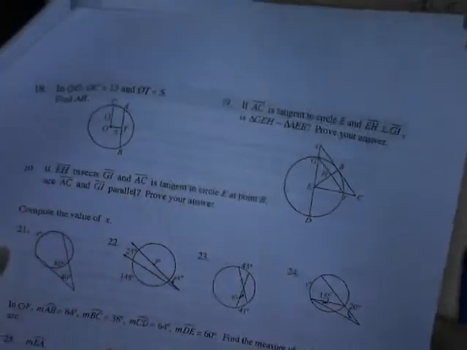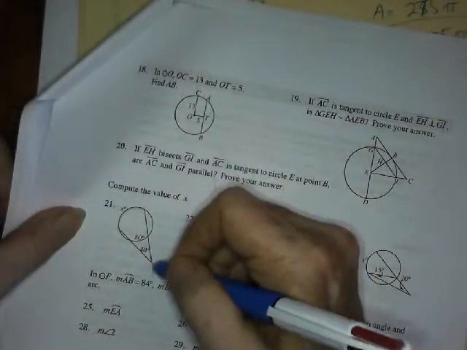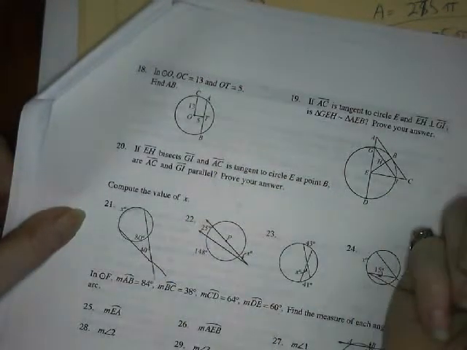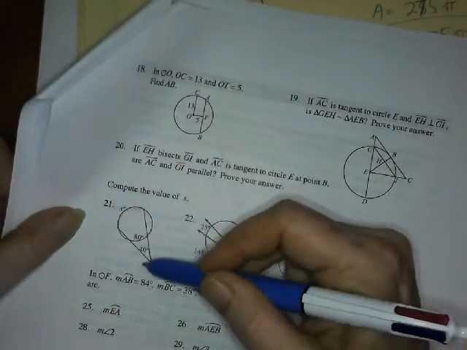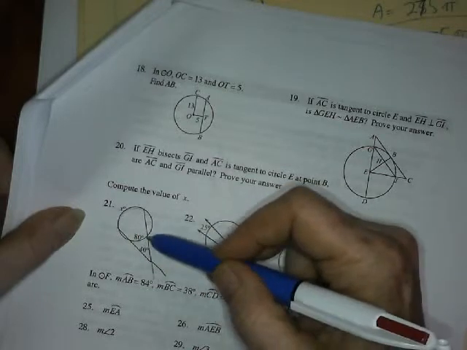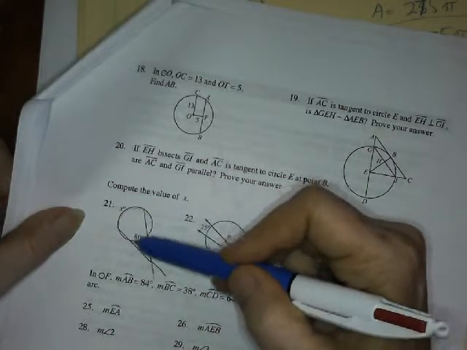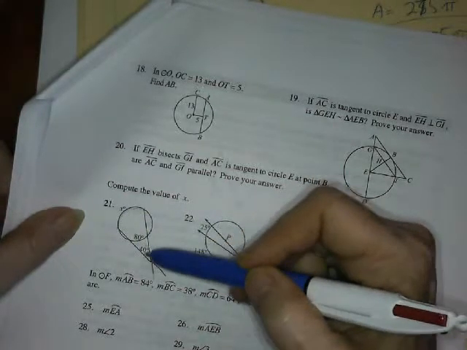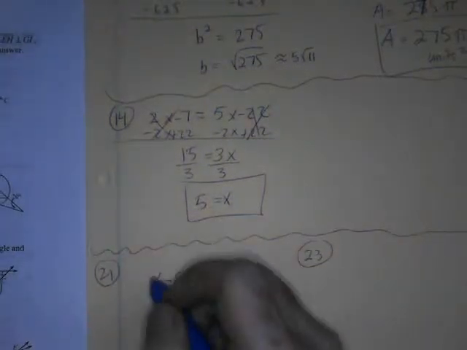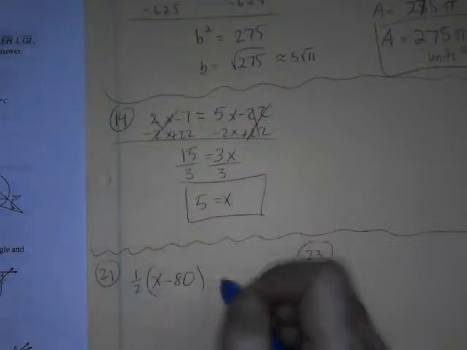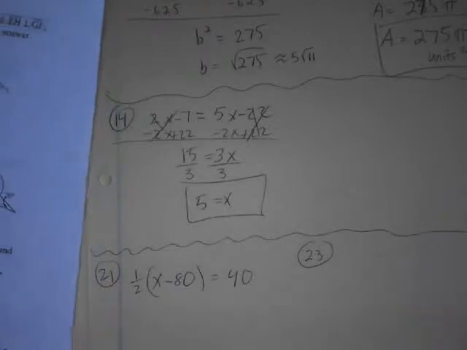Number 21. So I know that these are lines that are crossing outside of my circle. They're crossing on the outside. They're not making a cross inside. So I'm going to subtract the intercepted arcs. The bigger one is x, so it's going to be x minus 80 is equal to 40. Actually, it's 1/2 of it, right? And that just came from that opposite page that I just showed you. That's where that formula came from.